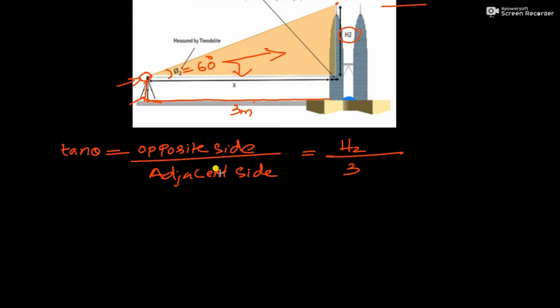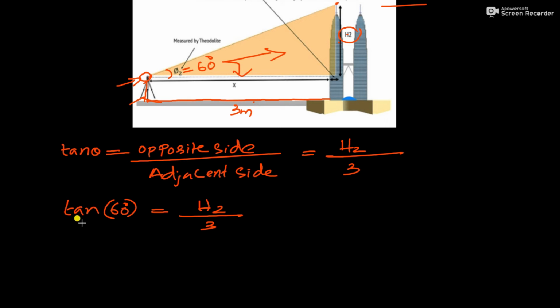Anyhow, the theodolite has given us the angle theta, right? That's 60 degree. So let me write tan 60 degree. Tan 60 degree is equal to h2 by 3. That's what we got, right? h2 is something that we need to find, and 3 is the length that we got by using a measuring tape.